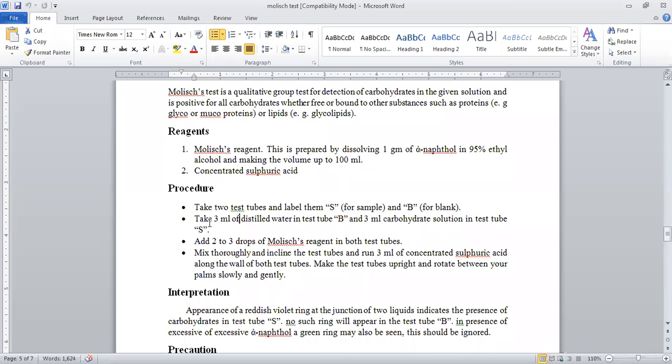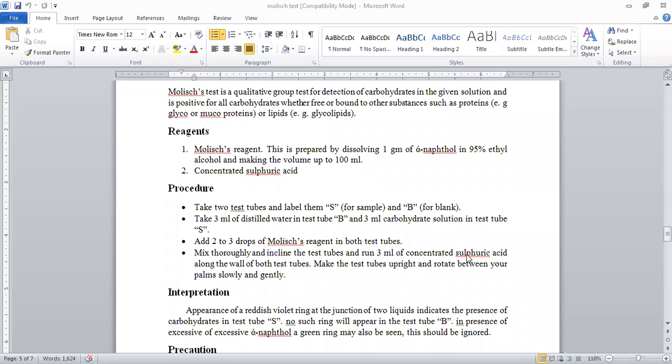In the second step, take 3 ml distilled water in test tube B and 3 ml sample solution or carbohydrate solution in test tube S. Now add 2 or 3 drops of Molisch reagent in both test tubes, in the sample test tube and in the blank test tube. Now mix thoroughly, and after mixing properly, you will incline the test tube, you will bend the test tube.